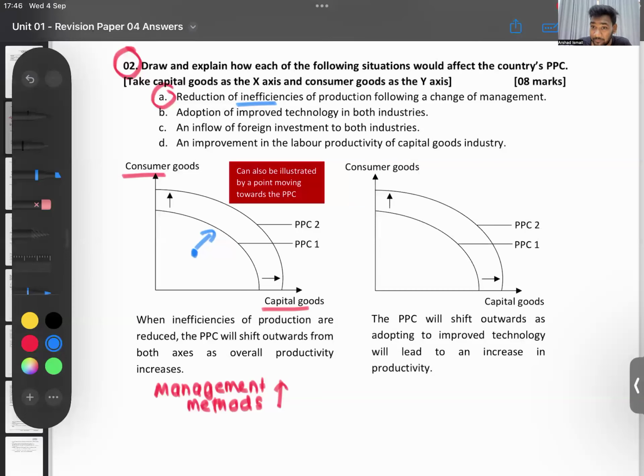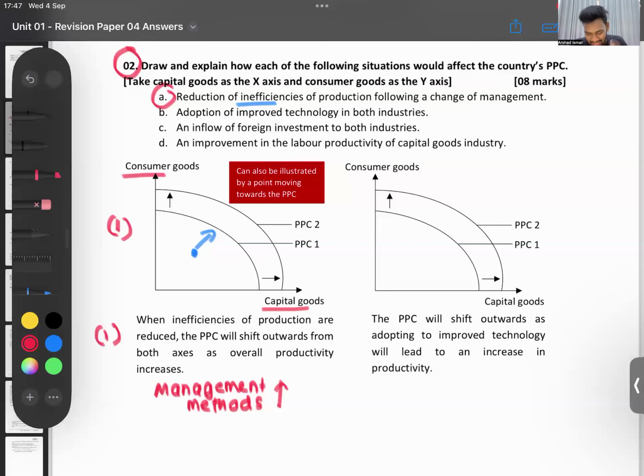But remember, a big mistake that most of you do is you draw the PPC, but you don't explain the PPC. Now here this 8 marks is given. 1 mark for the PPC, 1 mark for an explanation. You do the correct thing, but you don't explain. Explanation is nothing big. You just have to write what you think in your own words.